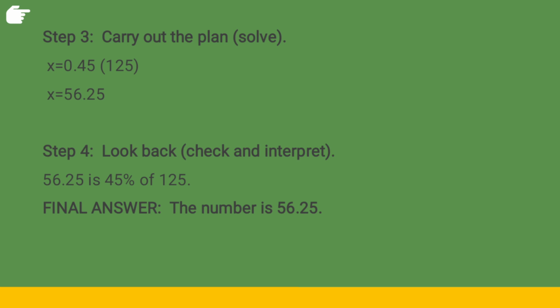In our step 4, when you look back or check and interpret, 56.25 is 45% of 125. So it satisfies the given statement in our problem. So the final answer, the number is 56.25. That's how easy.